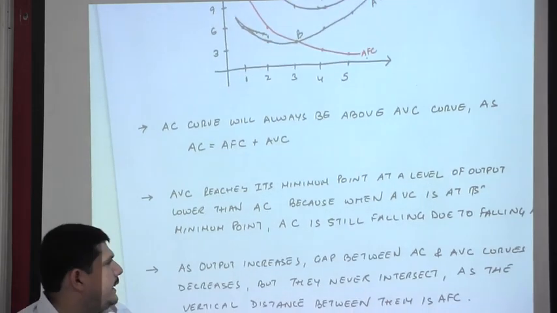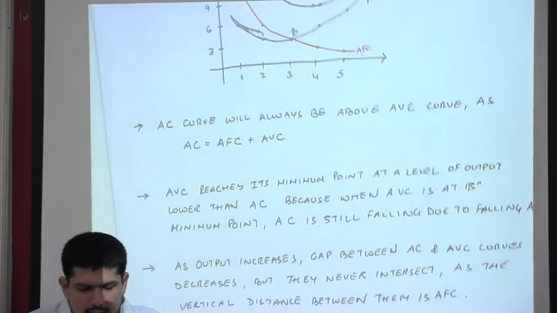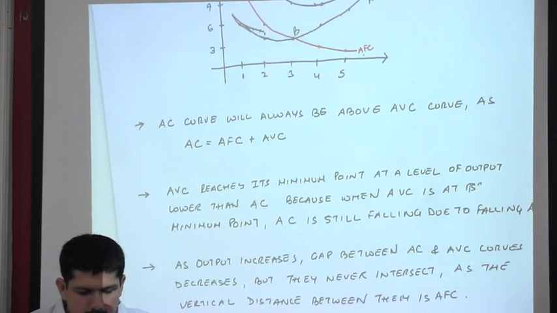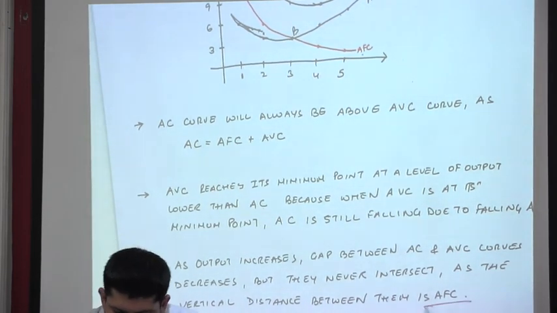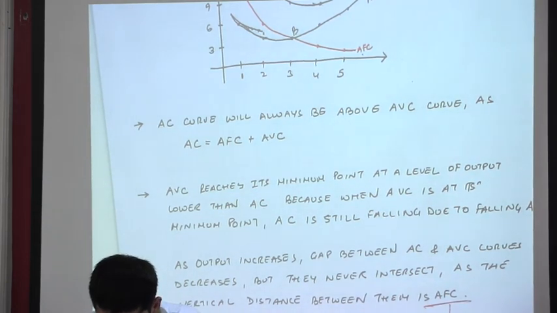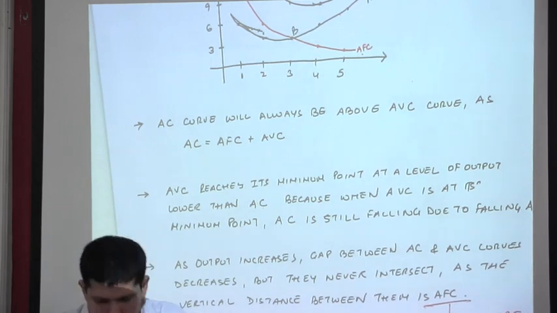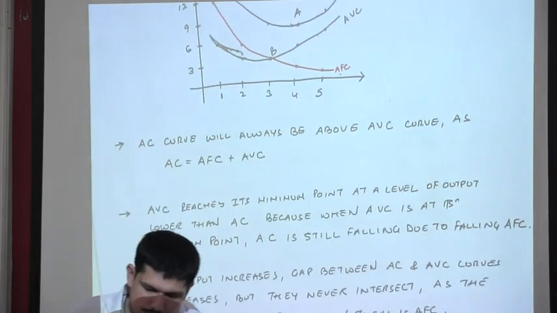As output increases, the gap between the AC and AVC curves decreases, but they never intersect, as the vertical distance between them is AFC, which can never be zero. Right?